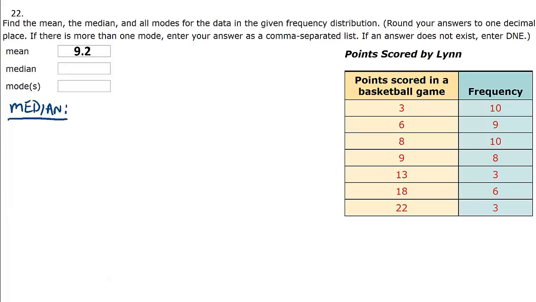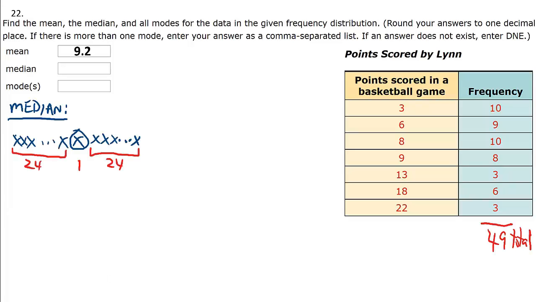Then you move to the median. For the median, you have to look at these frequencies and figure out, if you put these numbers in order, which one will be in the middle. Well, think of it this way. You've got 3 written down 10 times, 6 written down 9 times, 8 written down 10 times, 9 written down 8 times, 13 written down 3 times, 18 written down 6 times, and 22 written down 3 times.